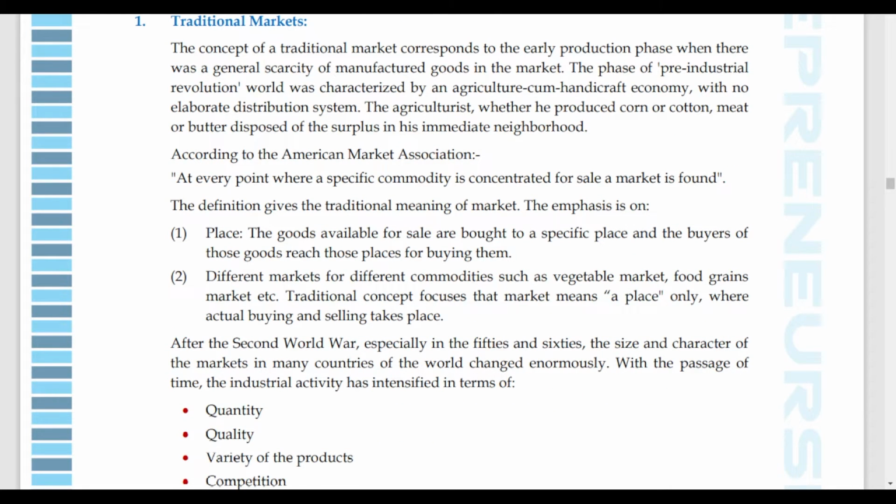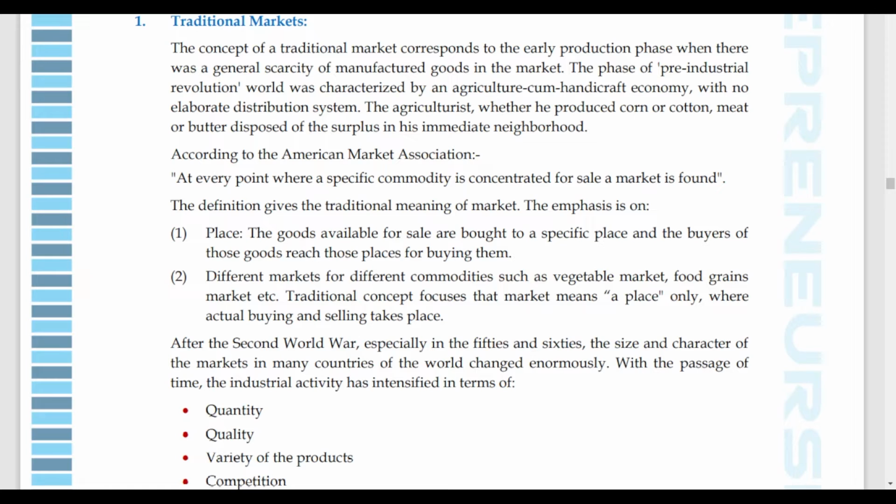The emphasis is on: 1. Place. The goods available for sale are brought to a specific place and the buyers of these goods reach those places for buying them. 2. Different markets for different commodities, such as vegetable market, food grains market, etc. The traditional concept focuses that market means a place only, where actual buying and selling takes place.